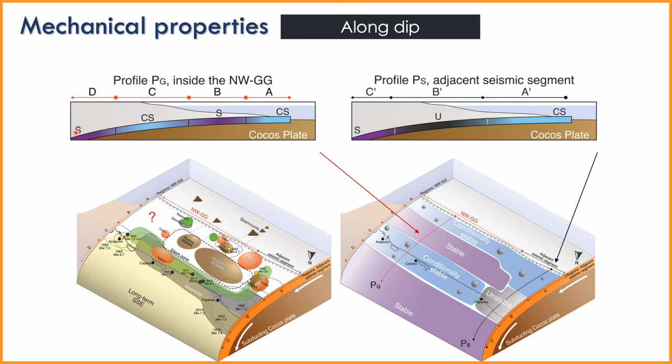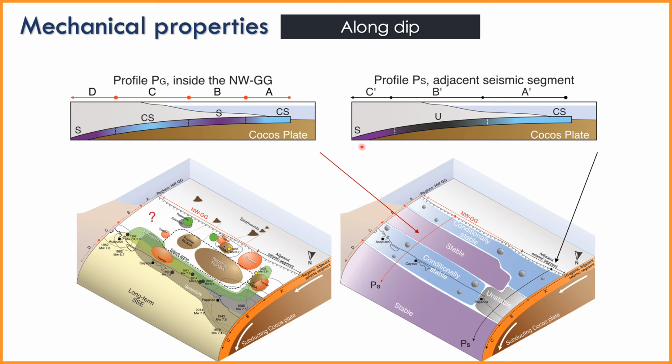Outside the seismic gap, in the adjacent segment to the west, we distinguish 3 trench-parallel regions. A' has the same behavior as region A. However, it rapidly changes to region B', an unstable domain that is seismically active. At further distances, in region C', the plate interface becomes stable because only long-term slow slip events happen.